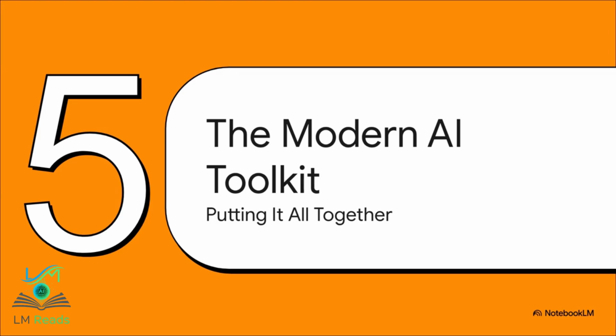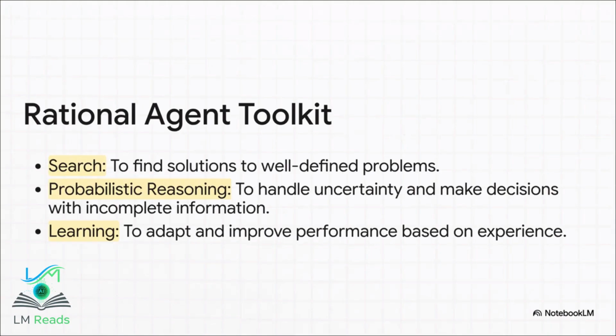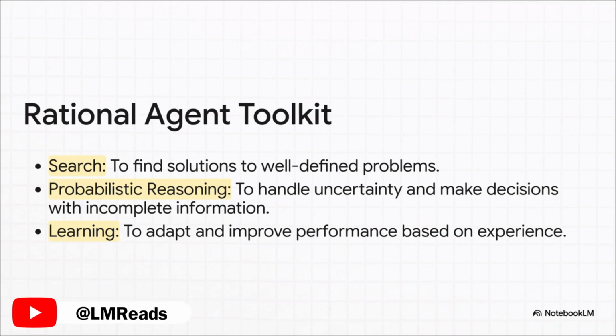We've given our agent a complete foundational toolkit for intelligent action. And these three capabilities right here, they are the pillars of modern AI. You have the ability to plan and solve puzzles through search, the ability to reason about a messy, uncertain world using probability, and the ability to get better over time through learning.